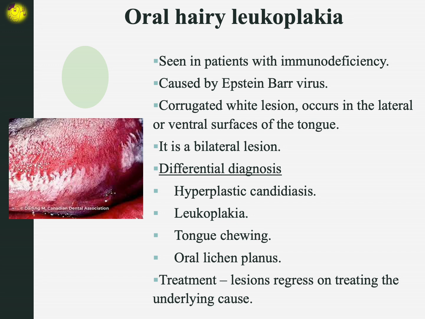The next condition is oral hairy leukoplakia, which is caused by Epstein-Barr virus. And this is essentially seen in immunodeficiency, very typical in HIV patients. So the presence of oral hairy leukoplakia, I can say that it is a prognostic factor in the progression of HIV disease. And this has a clinical appearance of corrugated white lesion, and the most commonly occurring on the lateral or the ventral surface of tongue. And it's usually bilateral in presentation. And the treatment per se just regresses on treating the underlying cause of this condition.